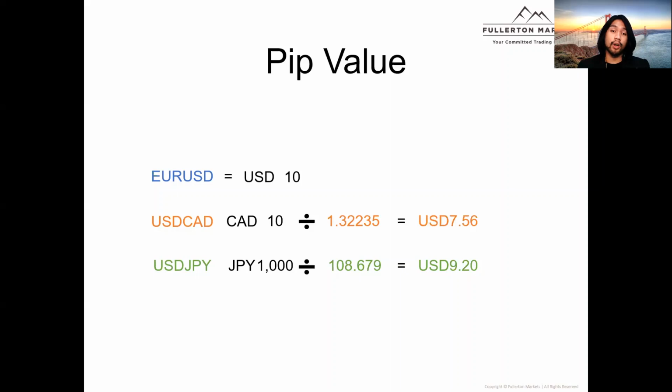instead of getting 1,000 on the USD versus the Canadian dollar, we would actually be getting 756. Now, if you do the same for the dollar versus the Japanese yen, instead of $1,000, we are getting 920. All right, we put in the same effort for the trade, but they yielded us different value at the end. So as you can see, out of the three, the USD versus the Canadian dollar actually gives you less per pip.